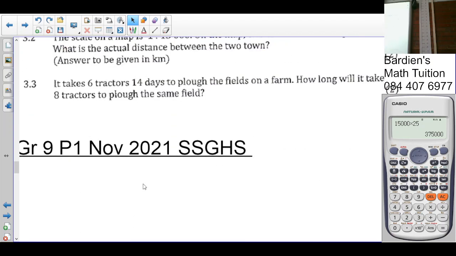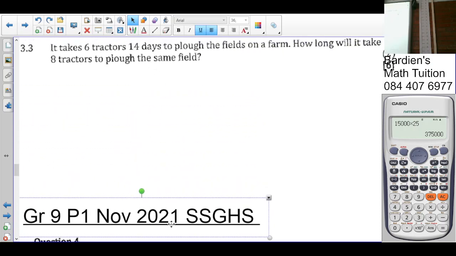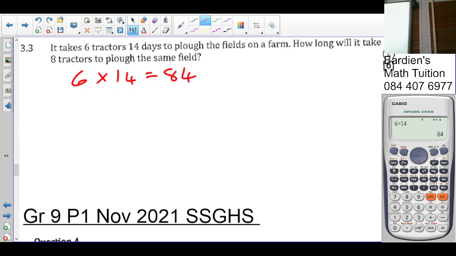Alright, let's carry on. Here we are told that 3.3, it takes 6 tractors 14 days to plow a field on a farm. How long will it take 8 tractors to plow the same field? So firstly we need to know how many days of work there are in total. So we say 6 tractors times 14 days. 6 times 14 is 84. So it's 84 units of work or days of work in total.